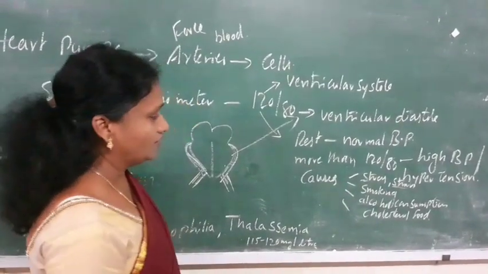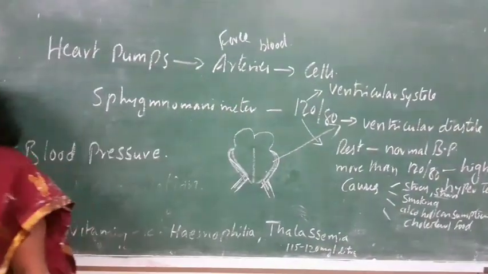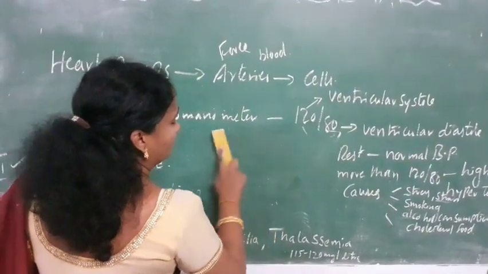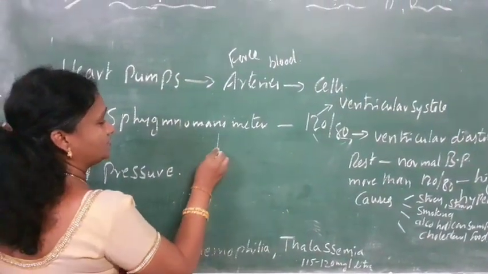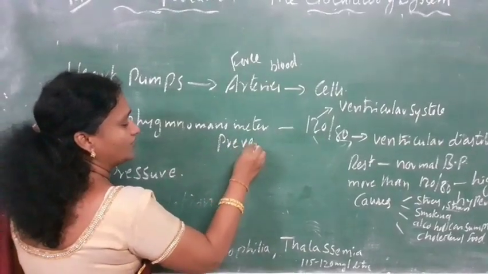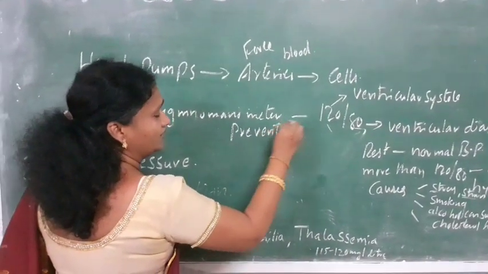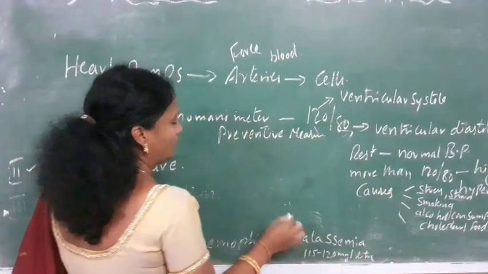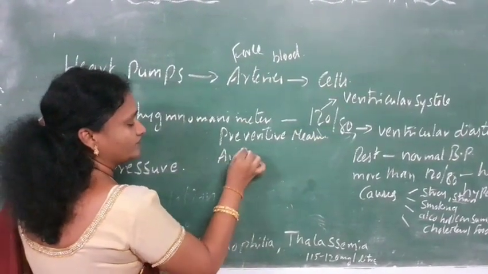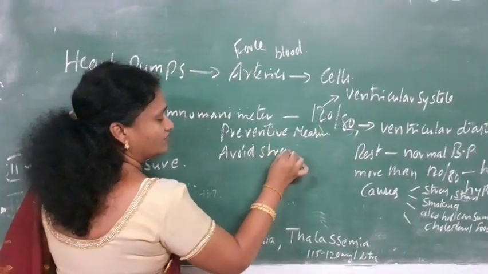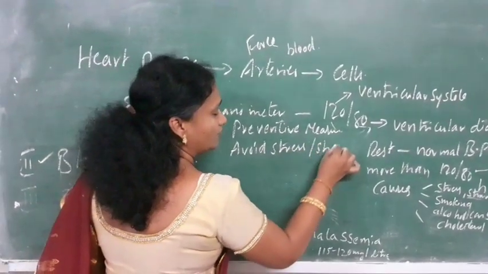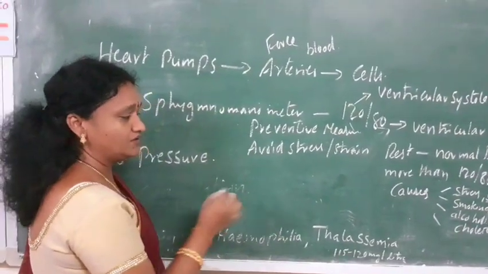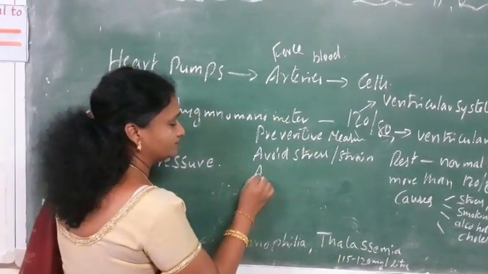Now let's see what preventive steps you have to take in order to control the BP. What are the preventive steps? It means what precautions you have to take so that the BP does not increase. So, preventive measures. Here, avoid stress and strain. Avoid stress and strain is nothing but don't think too much about anything. Get relaxed easily.